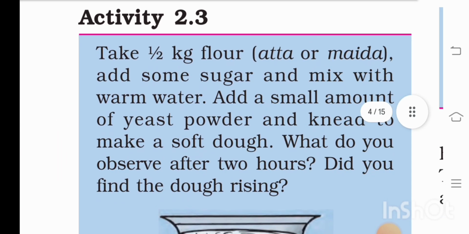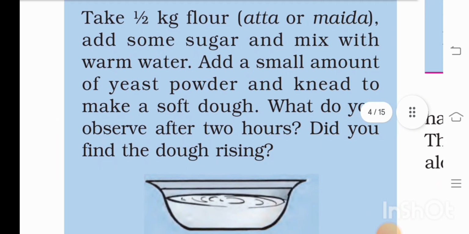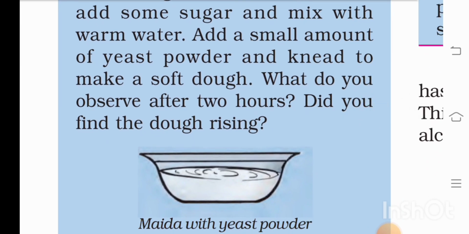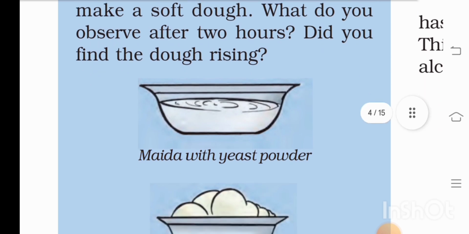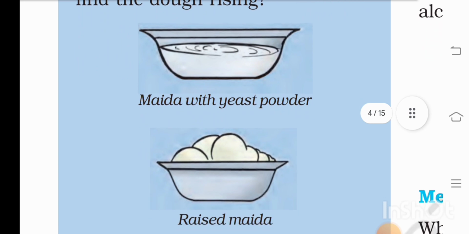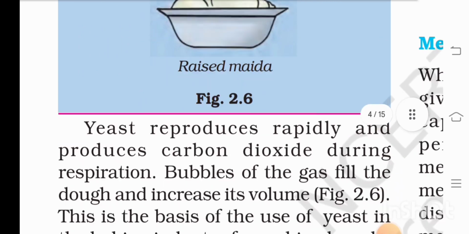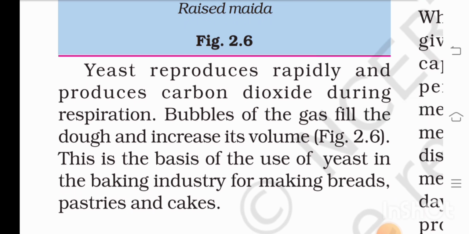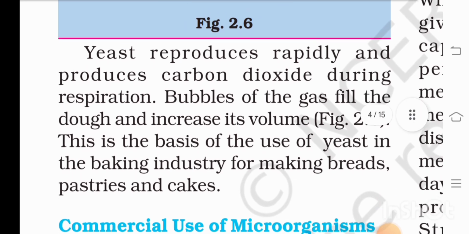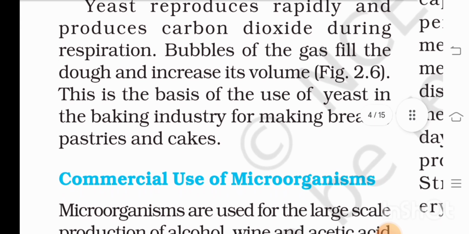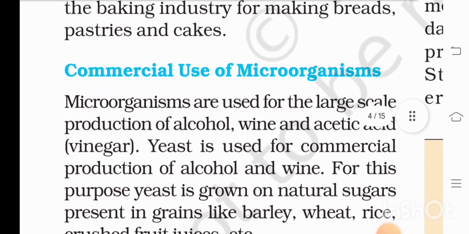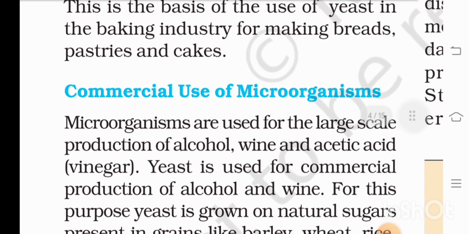Take 100 grams of atta or maida, add some sugar and mix with warm water. Add a small amount of yeast powder and knead to make a soft dough. What do you observe after 2 hours? Did you find the dough rising? Maida with the yeast powder has risen. Yeast reproduces rapidly and produces carbon dioxide during respiration. Bubbles of the gas fill the dough and increase its volume. This is the basis of the use of yeast in the baking industry for making bread, pastries and cake.